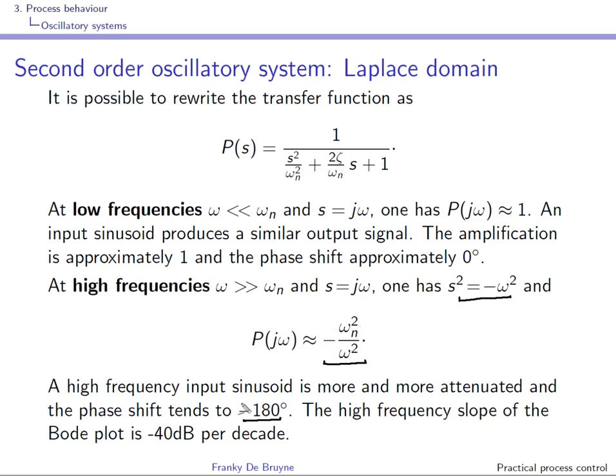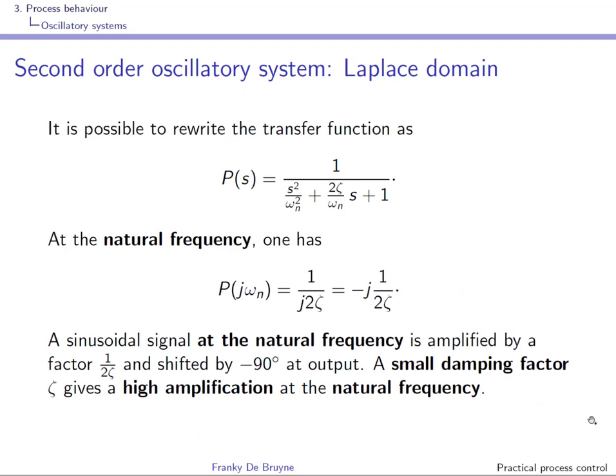The minus here will produce this minus 180 degrees, and this decrease in 1 over omega square will produce this slope of minus 40 dBs per decade. Well, we can now have a look at what happens at the natural frequency. So s will be equal to j omega n, right? And s square will be equal to minus the natural frequency squared, right? So at the natural frequency, this one will be minus 1.